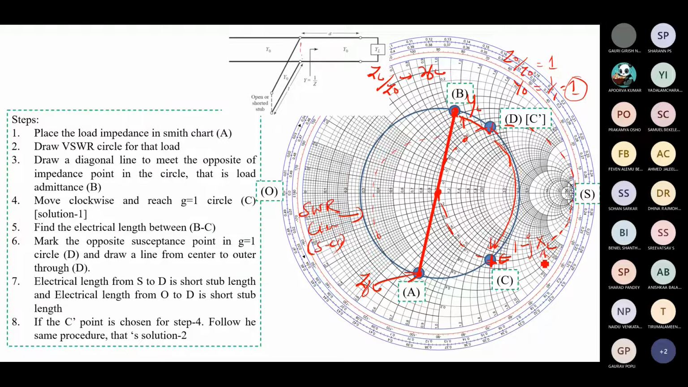Okay, so we have to cancel out this reactance. So how do we cancel the reactance? We have to choose this particular point, which has a positive value. We choose this point and move over a distance up to here. That is the value we call d.